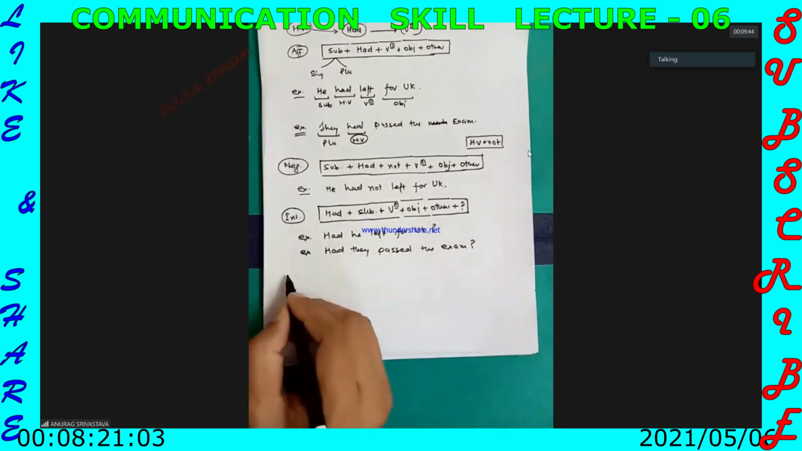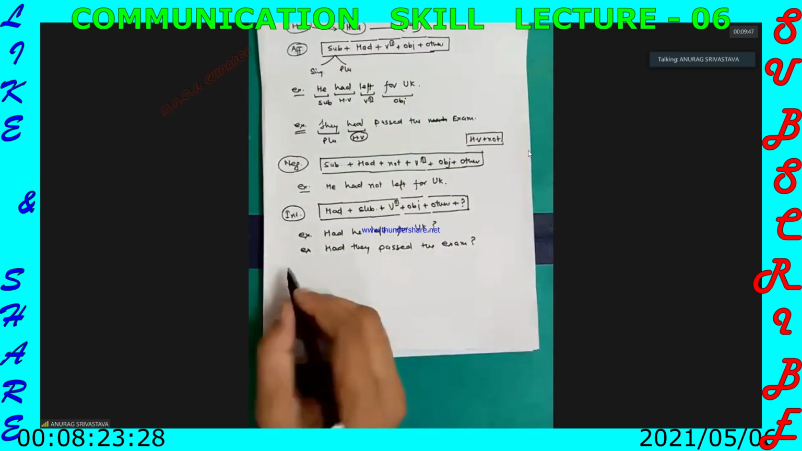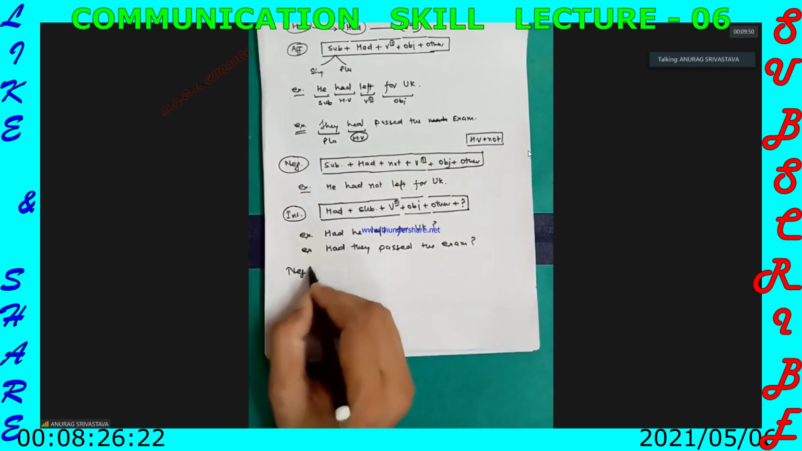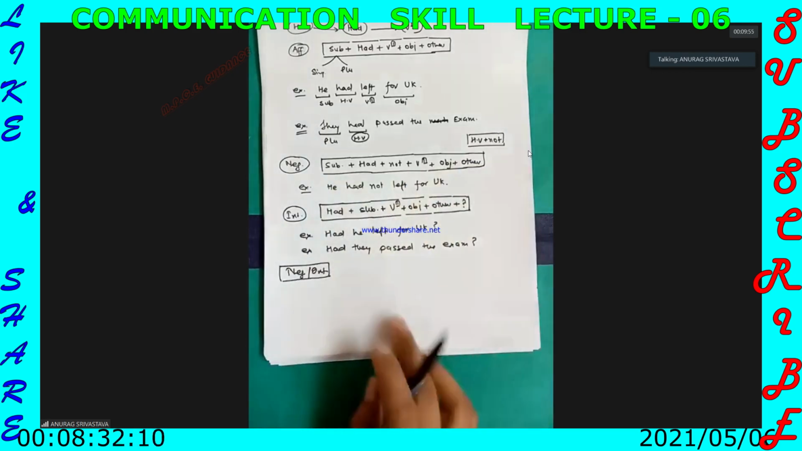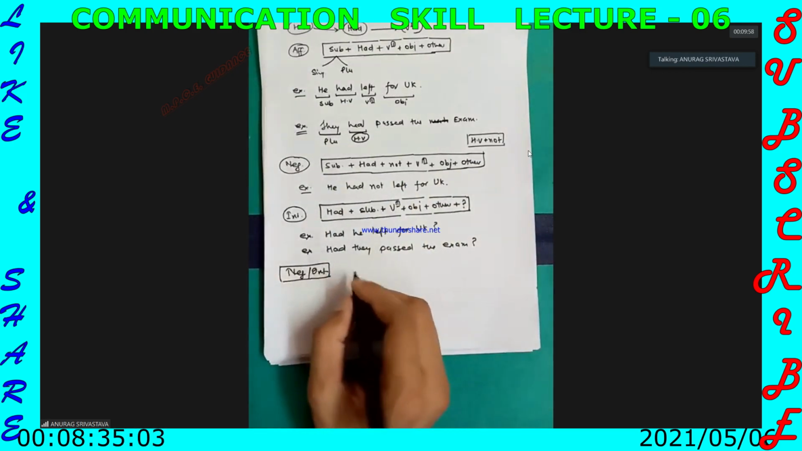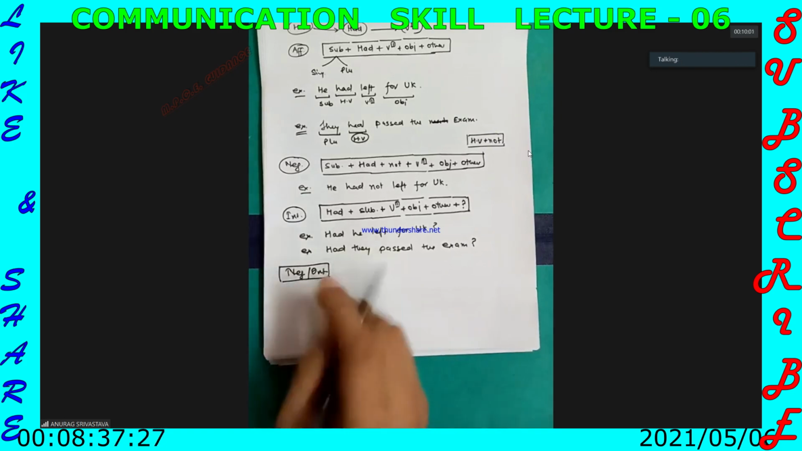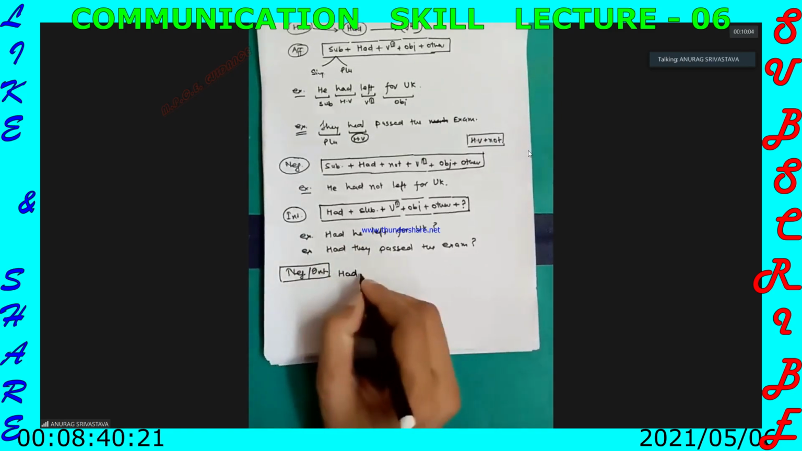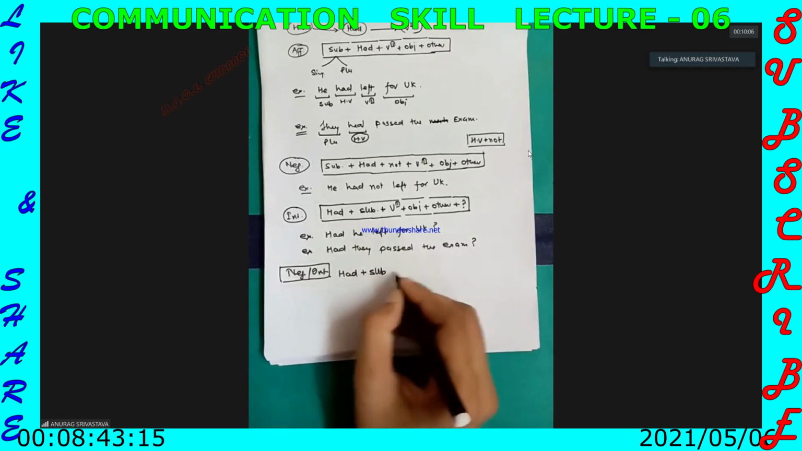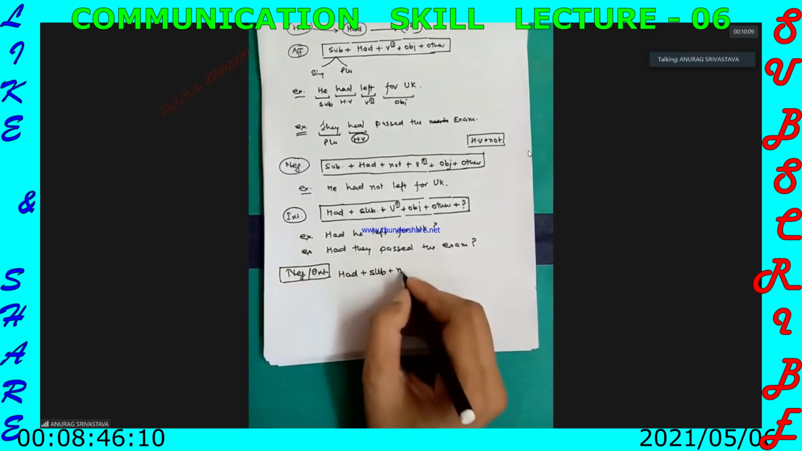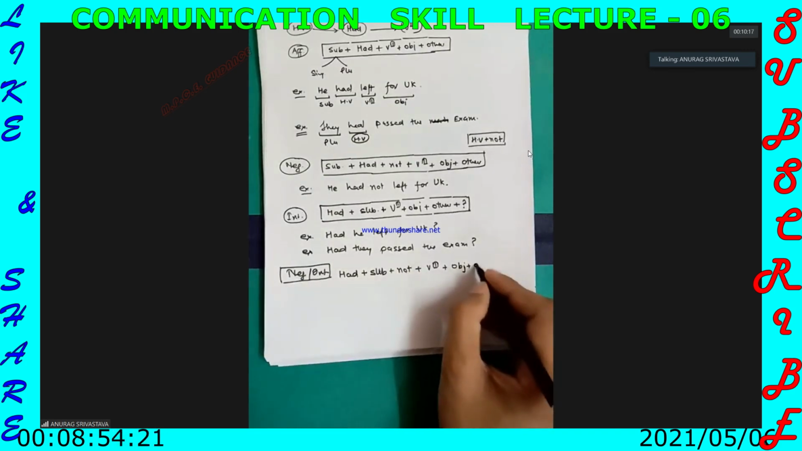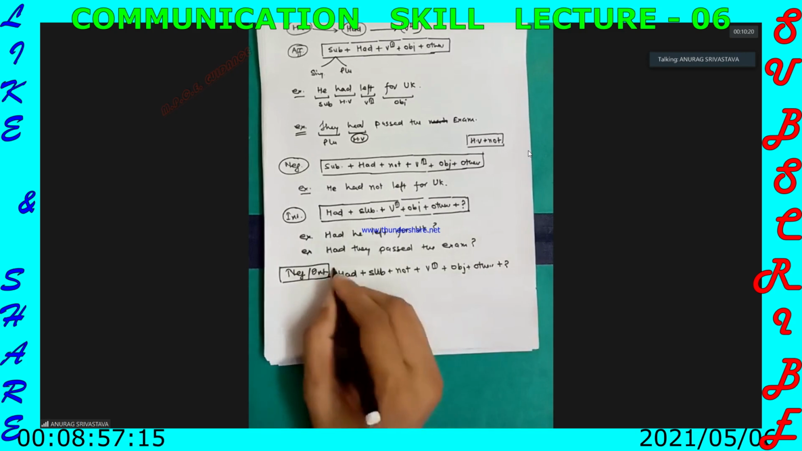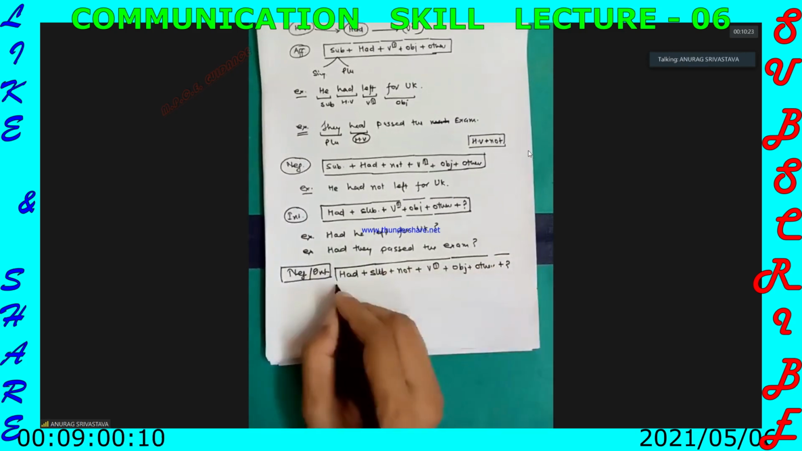Okay, fine. So, which is the fourth type of sentence? That is negative interrogative. It is the interrogative form of the negative sentence. So, the format becomes: had will be at the very first of the sentence, plus subject, plus not, plus verb, plus object, plus other. At last, question mark. It is the format of negative interrogative sentence.